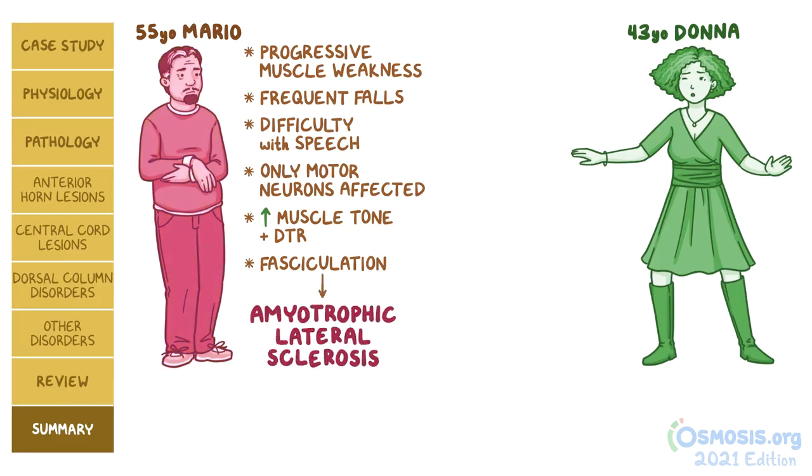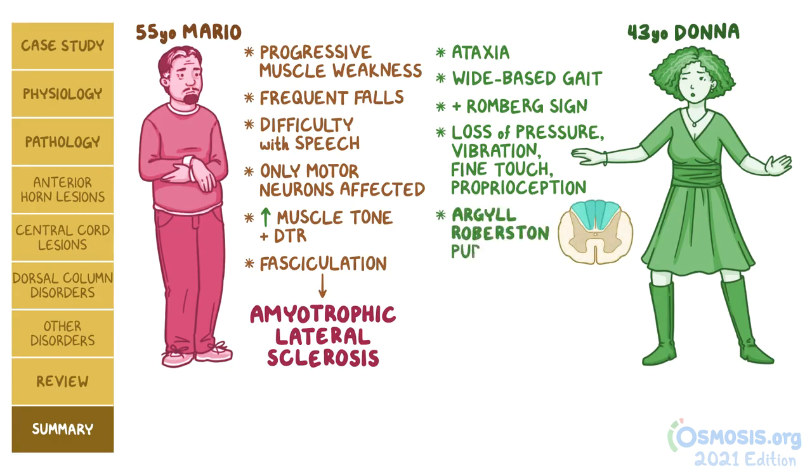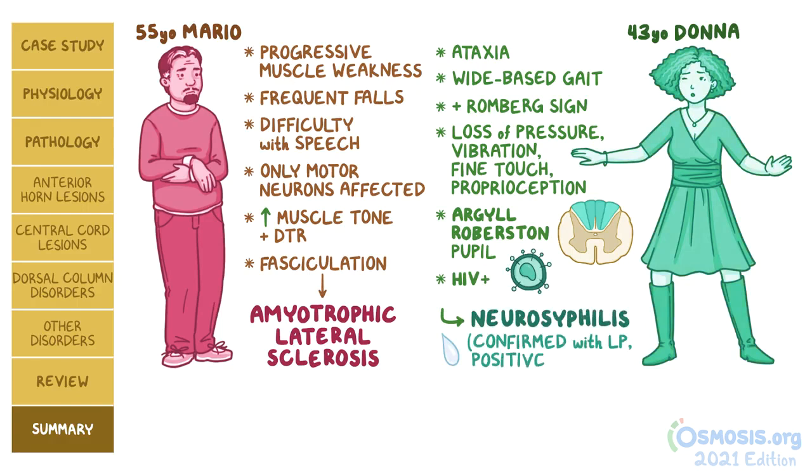On the other hand, Donna came in with ataxia, a wide-based gait, and positive Romberg sign, as well as loss of pressure, vibration, fine touch, and proprioception. These sensory deficits suggest a problem with the dorsal column. Now, a key sign on physical exam was the Argyll-Robertson pupil, which is characteristic of neurosyphilis. The fact that she is HIV positive was another clue, since it's a major risk factor. Neurosyphilis was confirmed with a lumbar puncture, which was positive for VDRL.